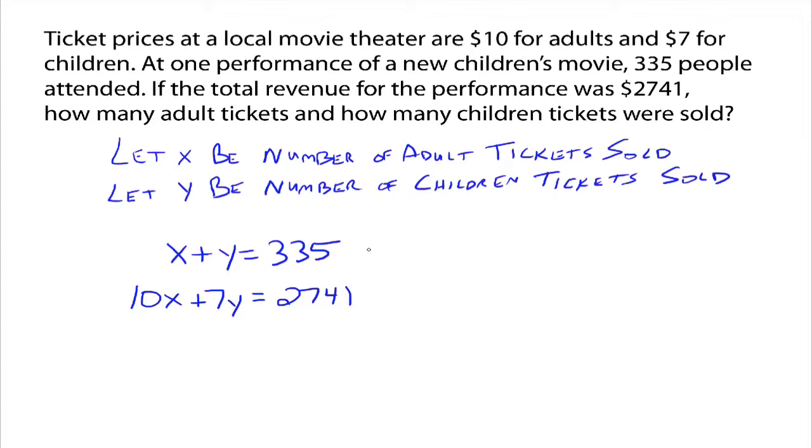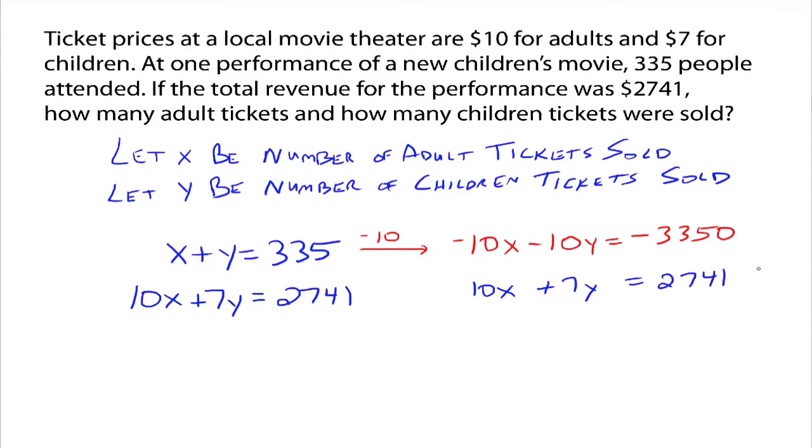That's your system of equations that we can solve using the elimination method or the substitution method. I'm going to solve this with the elimination method. I'm going to eliminate the x, so I multiply the top equation by negative 10. That gives me negative 10x minus 10y equals negative 3,350. I'm going to leave the bottom equation alone: 10x plus 7y equals 2,741. Then add them up. The x's go away, and this gives us negative 3y equals negative 609. So y equals 203.